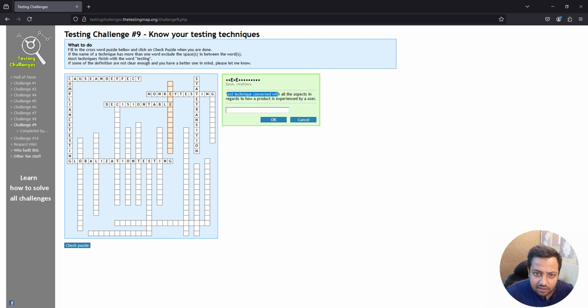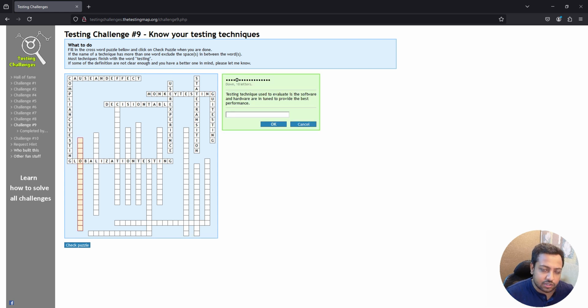Testing technique concerned with all the aspects in regards to how a product is experienced by a user. So it is user experience. Let's try this. User experience. Perfect. Let's pick the next one. The testing technique that looks only at the end result and what the user sees. End result and what the user sees, it is nothing but the GUI. So it can be GUI testing. Let's see. So let's pick the next one.